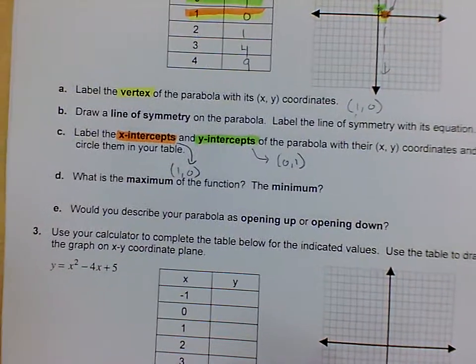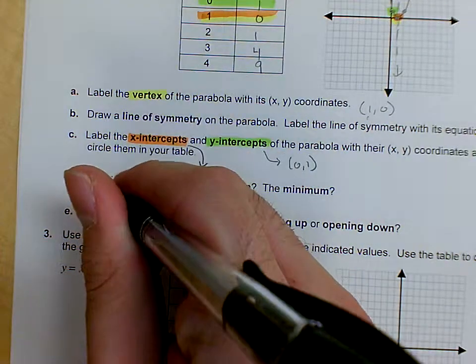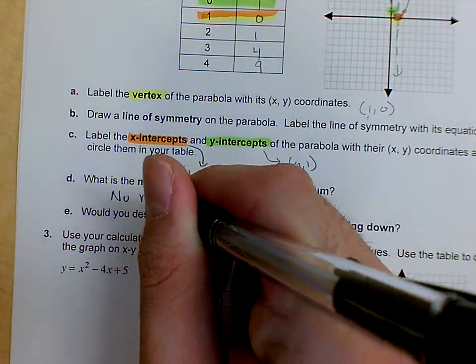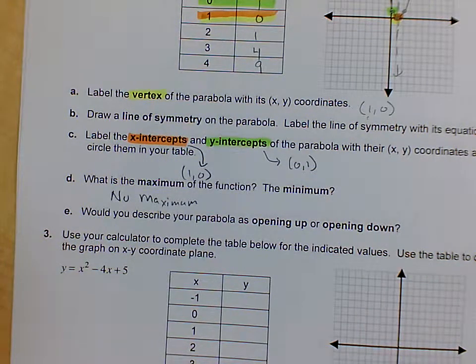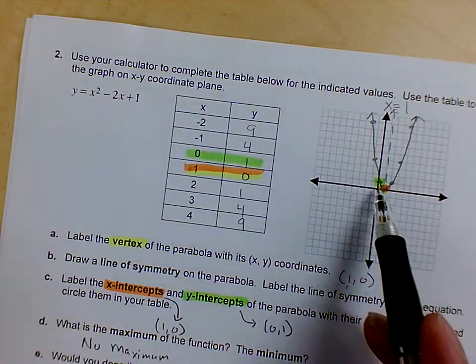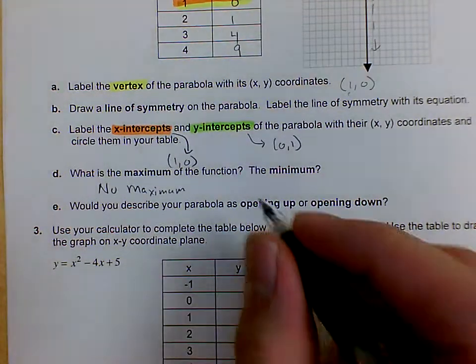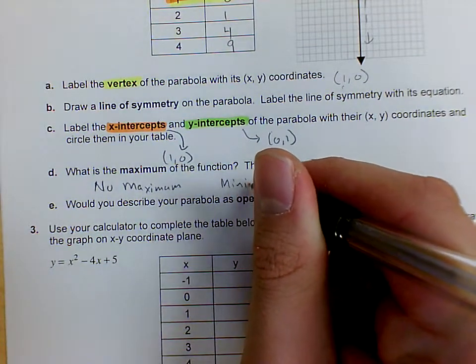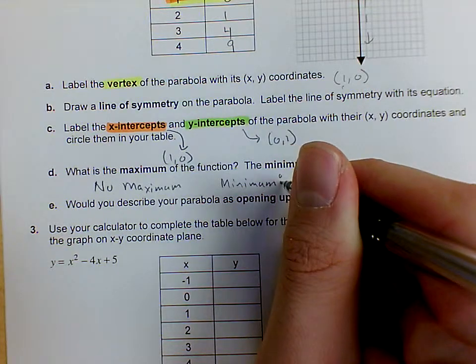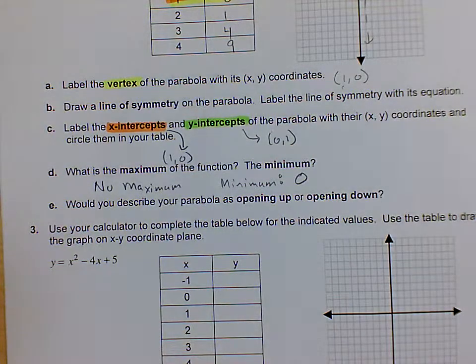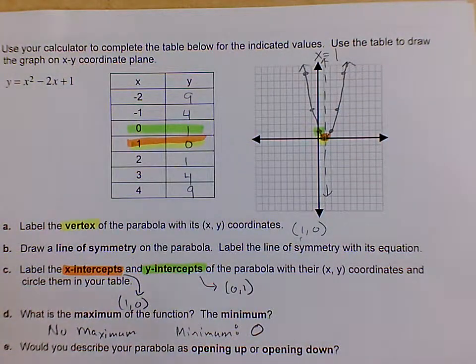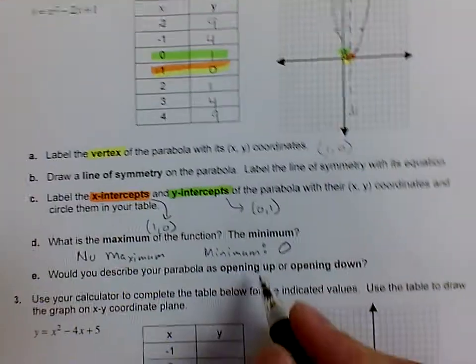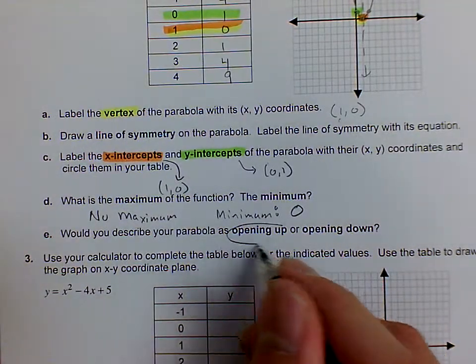So the maximum, how high is it going to get? It's going to go forever. So no maximum. And the minimum, how low does it go? Well, it goes all the way down to 0. So the minimum is going to be 0. Would you describe your parabola as opening up or opening down? And hopefully you're going to take a look at that and you're going to see that it's opening up. So I'm just going to circle here that it's opening up.